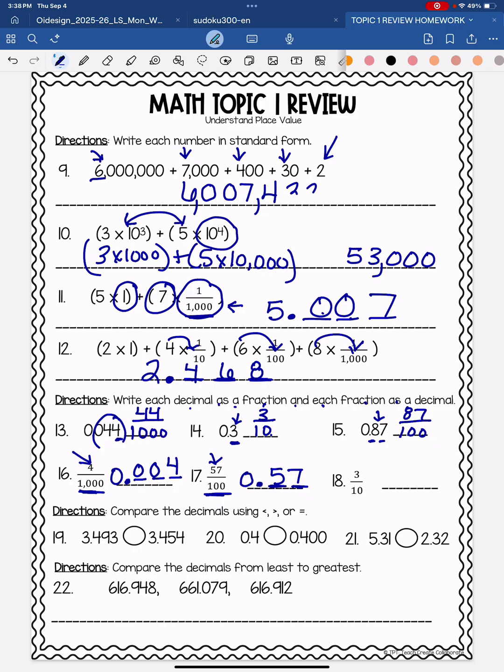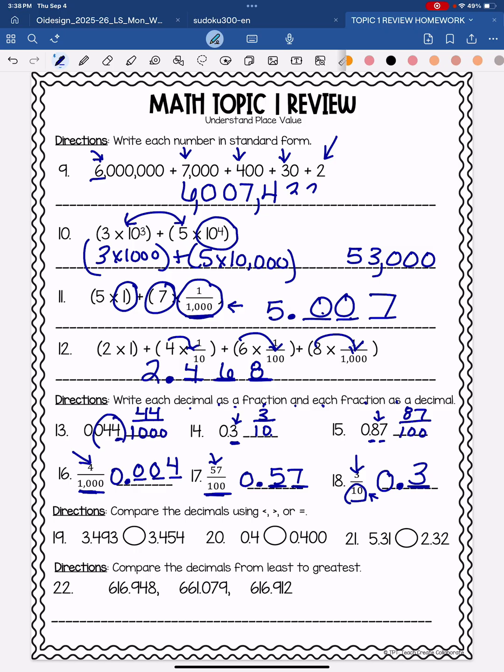Number 18. We don't have any ones. 0 in the ones place, decimal. We go to the tenths place. So that's 1 place value, 1 digit, fills right in, 3 tenths.